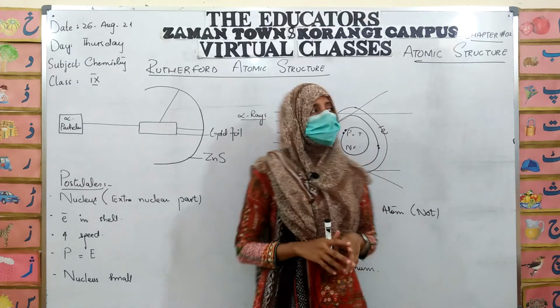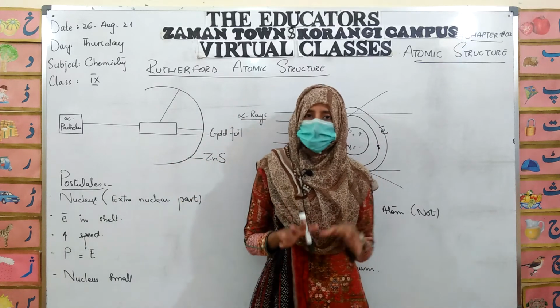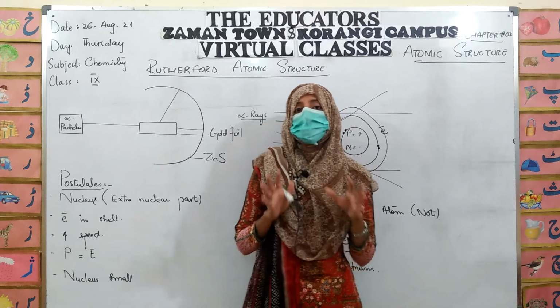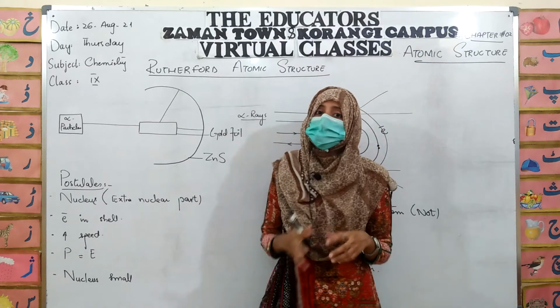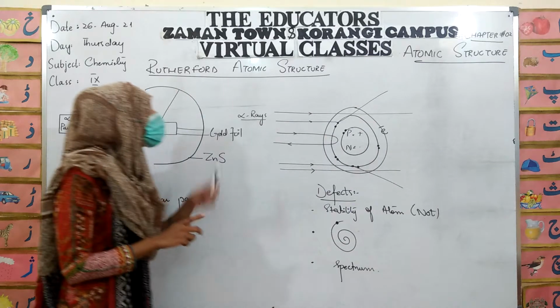So let's continue our chapter number 2, that is the atomic structure. Our today's topic is the theories and experiments related to the atomic structure. As there are many chemists who have tried to give us the atomic structure, let's discuss some of them. So the first chemist we have is the Rutherford atomic model.